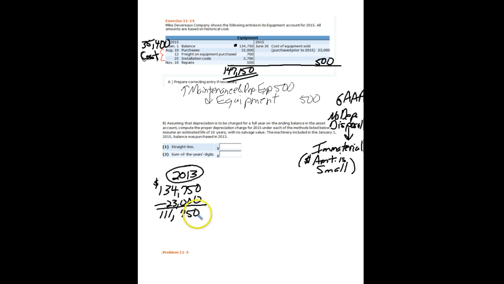Okay, and if we use the straight line method, what did they tell us? There's 10 years left. So we would just divide that by 10. And what do we get?